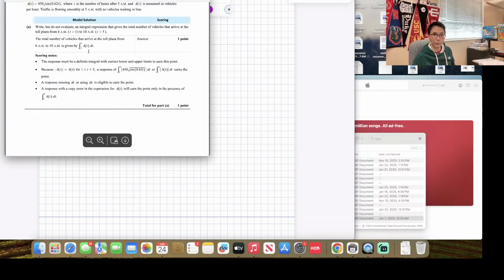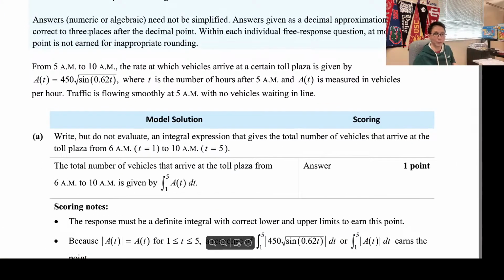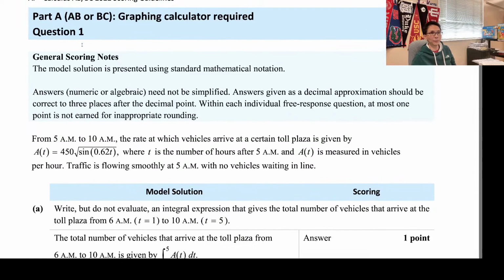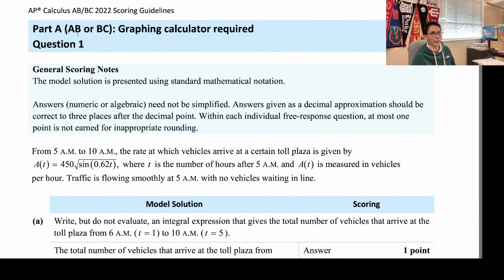So before I go back to talk about log differentiation, I want to talk about this particular question because we did 4 questions. Now, if you realize that this is AB or BC, that means this question is on both AB and BC. Usually, there are 3 questions on both tests. This is one of the 3.